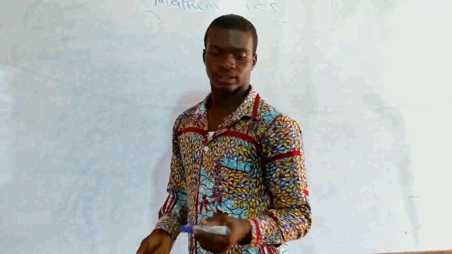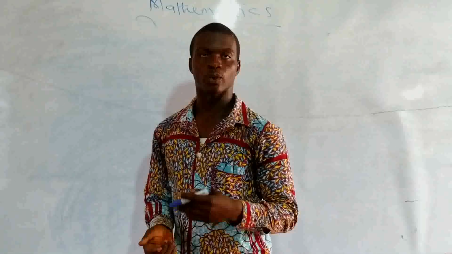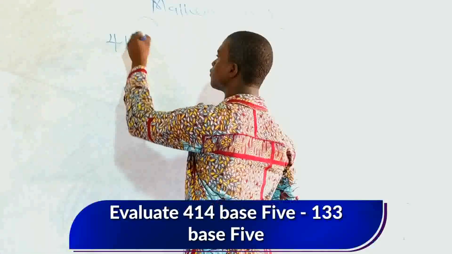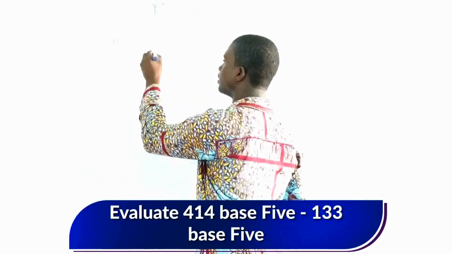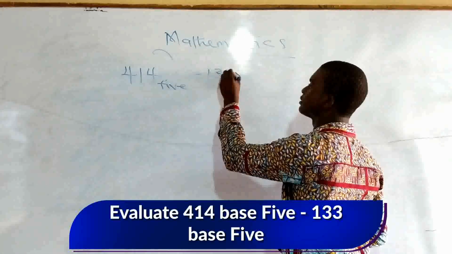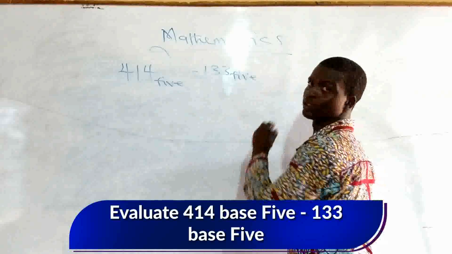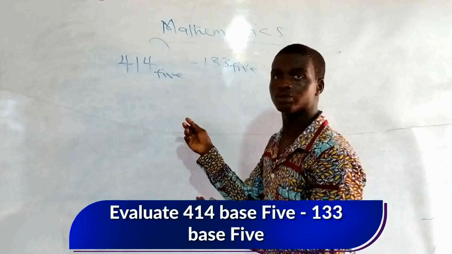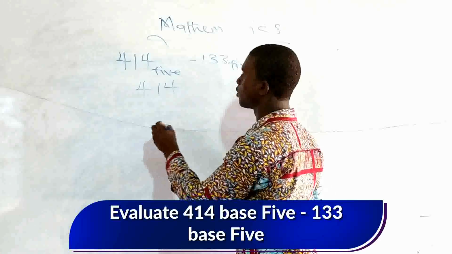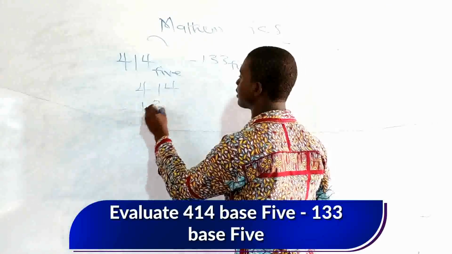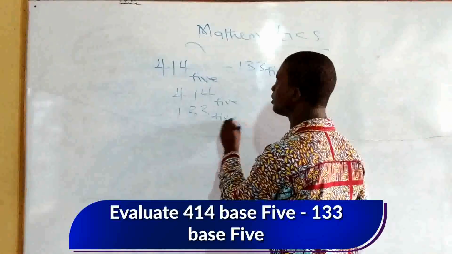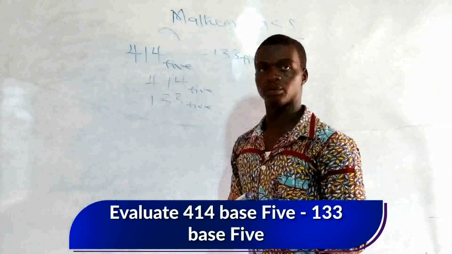We go to our next question, that is question number 8. That is 4 1 4 base 5 minus 1 3 3 base 5. And so with this, you just go straight and subtract. So you have 4 1 4 minus 1 3 3. This is in base 5 and this is also in base 5. You also will be giving an answer in base 5.